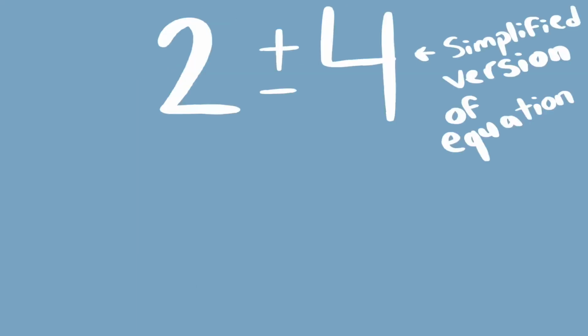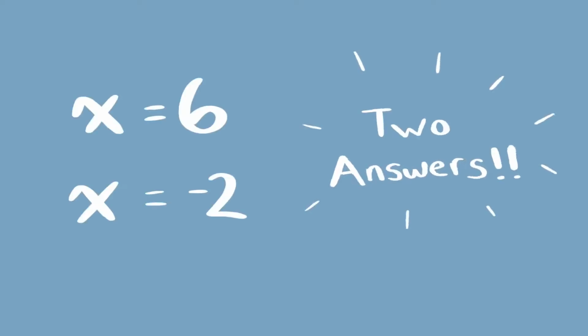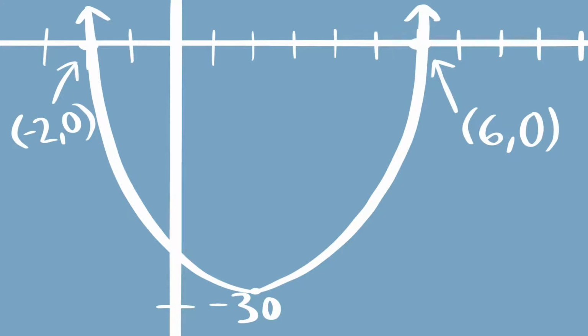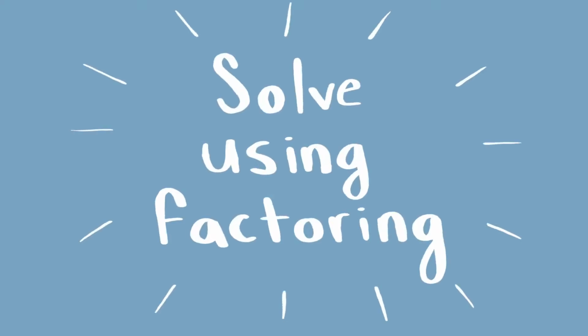Now you must solve for both the plus and minus in the equation. The two different answers, in this case, 6 and negative 2, are the roots of the equation. This simply means that those two answers, 6 and negative 2, are the x-intercepts of the quadratic function when graphed. And that's basically all the work you have to do for solving a quadratic equation when using the quadratic formula. The second method that we will be covering is factoring.